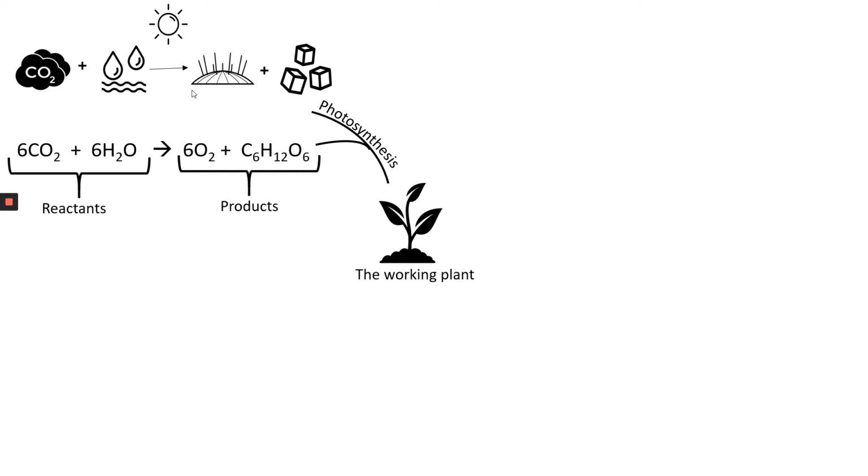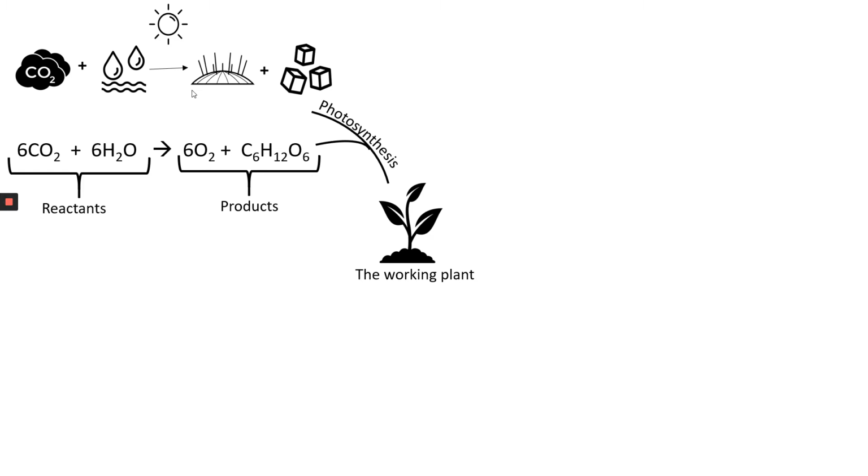So here we can see that we have carbon dioxide shown by the little puff of carbon dioxide cloud. We have water, H2O, we have sunlight, we have O2, and then we've got a little diagram of the O2, and we have sugar cubes representing glucose.